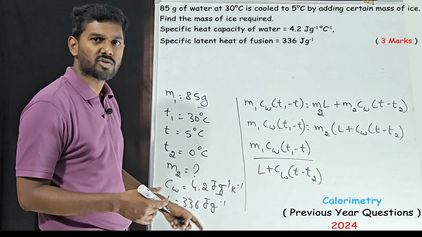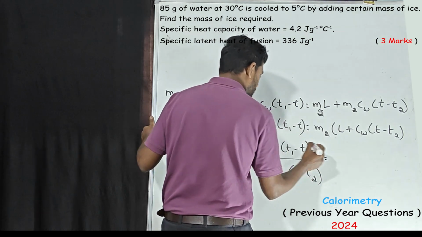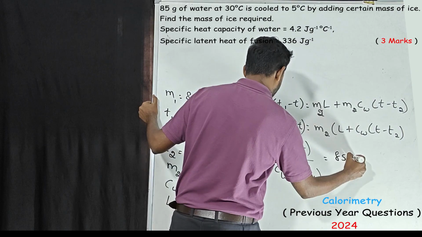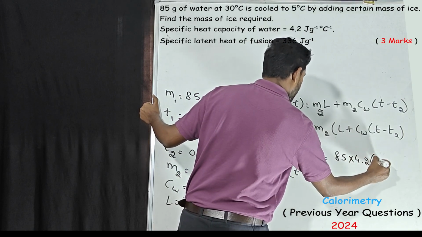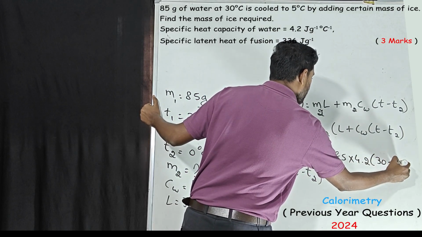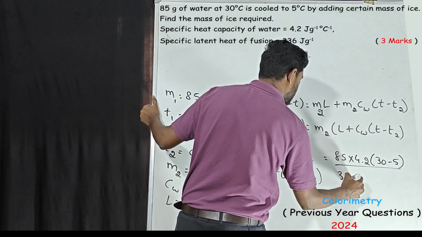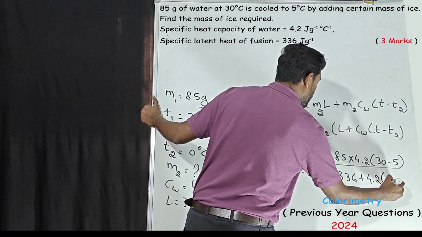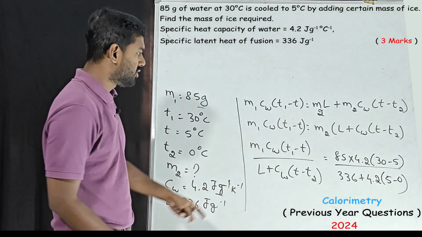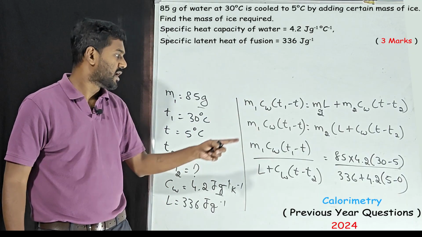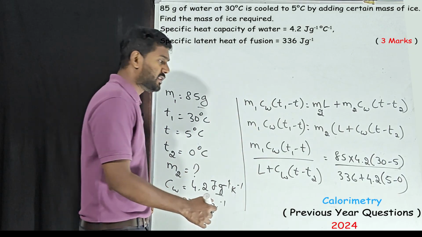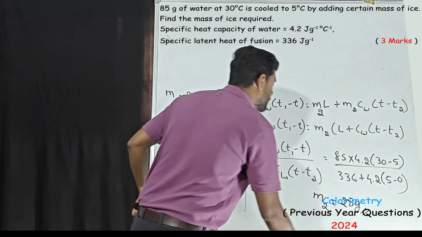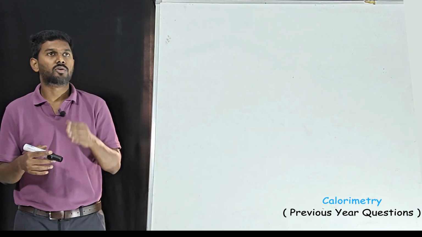This type of question we have already solved twice. Again we are solving it. Just substitute all the values. What is M1? 85 into 4.2 into the initial temperature 30 minus 5, divided by L, 336, plus CW, 4.2, into 5 minus 0. This is the substitution. For this one you will get 2 marks. If you calculate the answer, the mass of ice will be 25 grams. That's it.